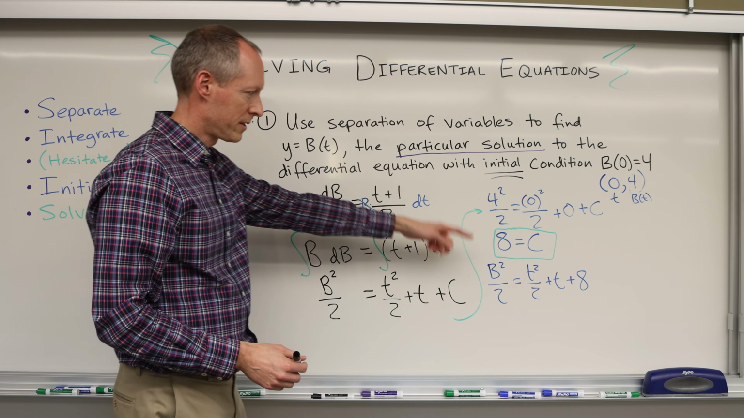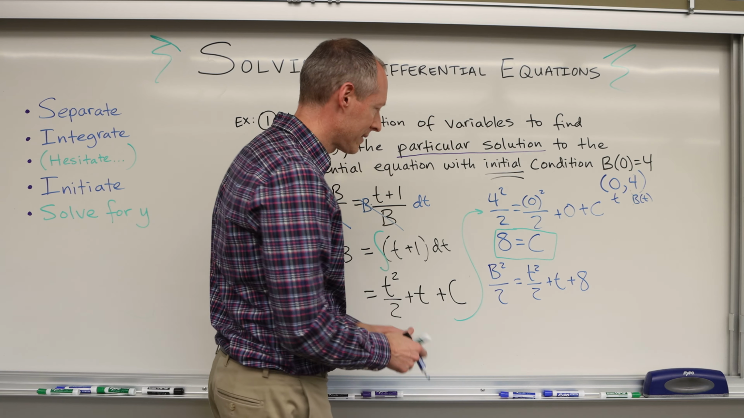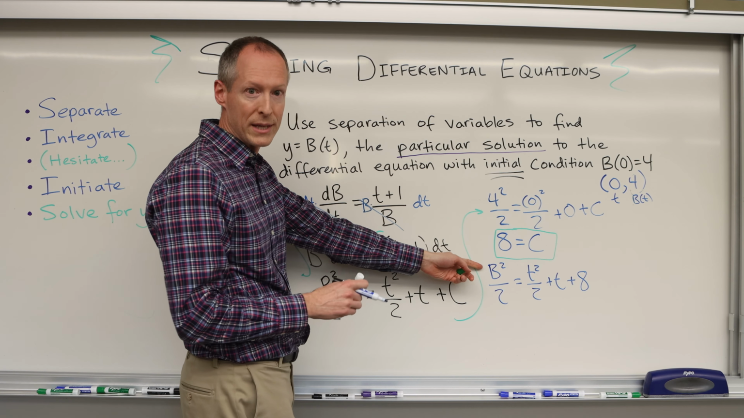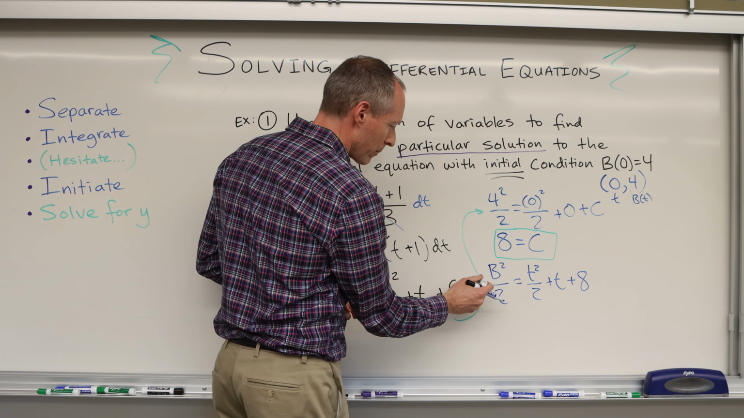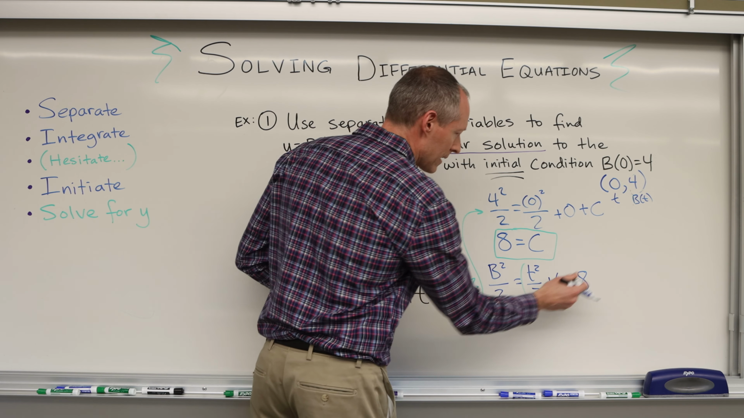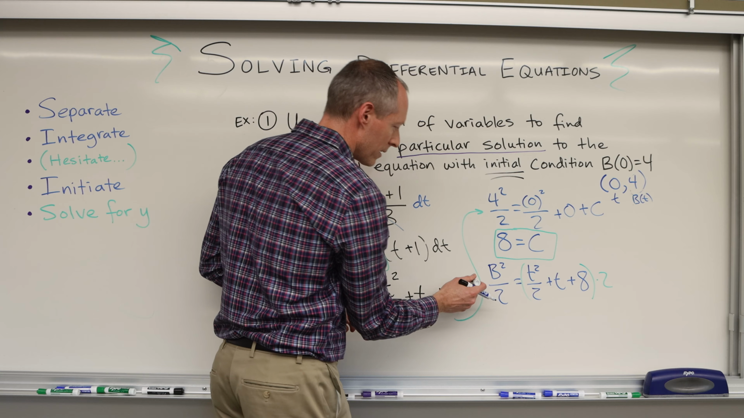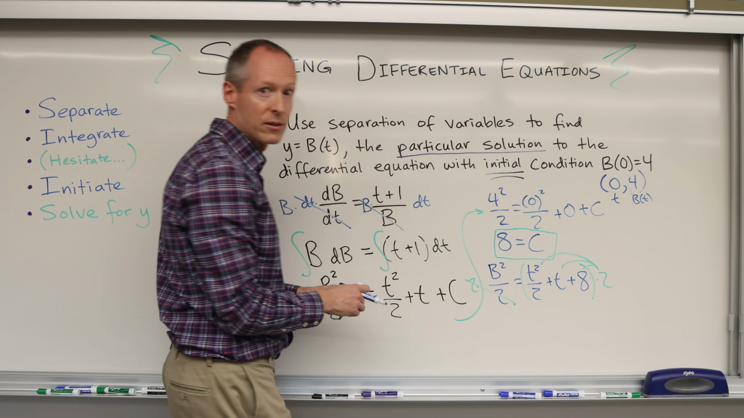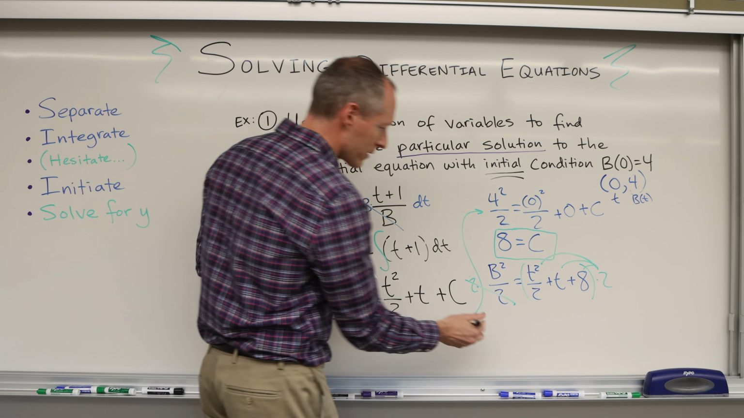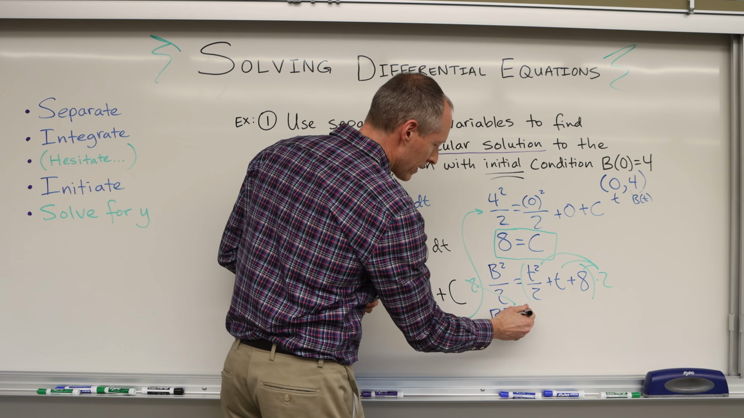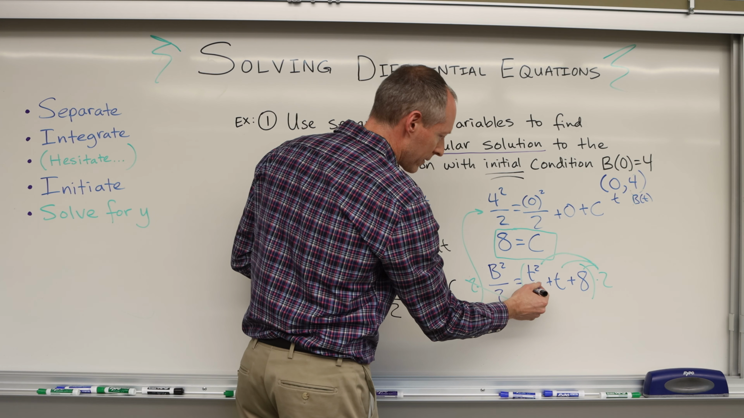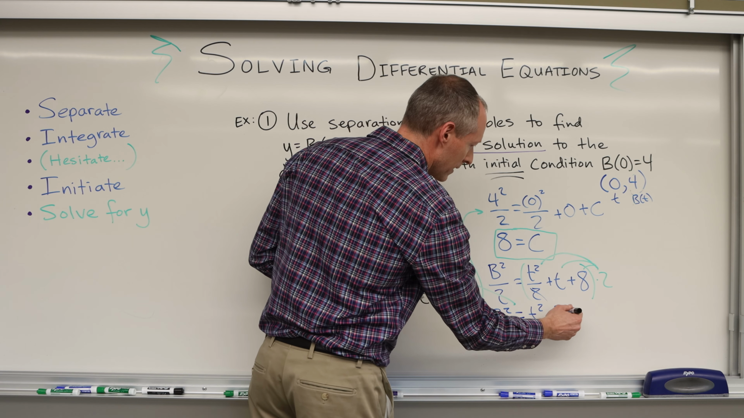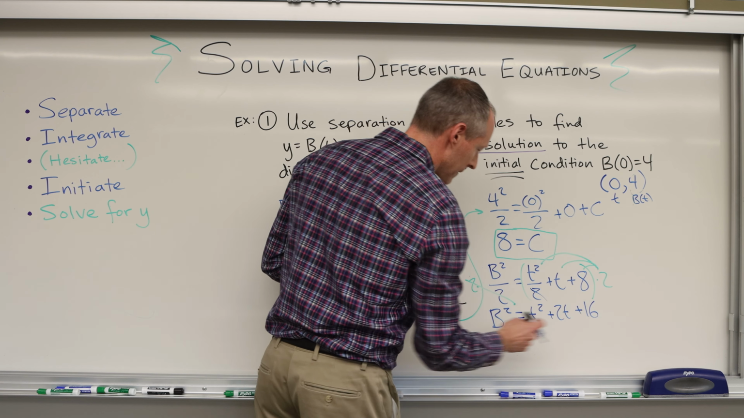So I use my initial condition to do that. Now the last thing, the very last step, the one that doesn't rhyme, I'm solving for y or b or whatever variable is here. So we use some algebra skills: we times each side by 2, those cancel. Obviously we can distribute the 2 to every single term on the right, and so I'm left with b squared equals 2 times that, and I'll cancel that 2, so t squared plus 2t, 8 times 2 is 16.